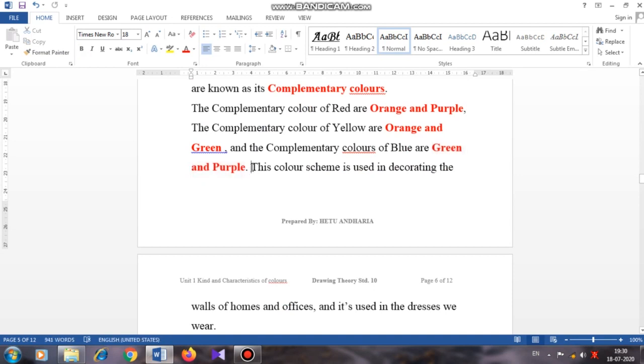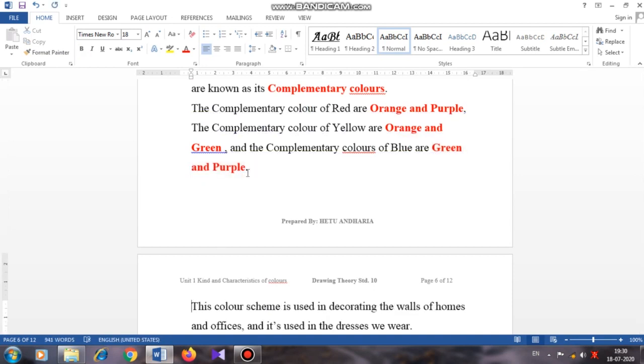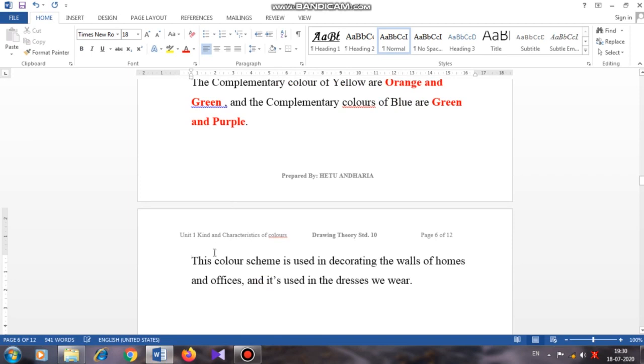Now see, I am not telling that in this specific place this type of color scheme is used, but your textbook is telling, remember that thing. This color scheme is used in decorating walls of homes and offices, and used in dresses we wear. That is, in the dressing generally we try to wear matching color scheme. For example, if you check your school uniform, light blue color shirt and dark blue color pant, like this way. So we wear matching type of clothes.